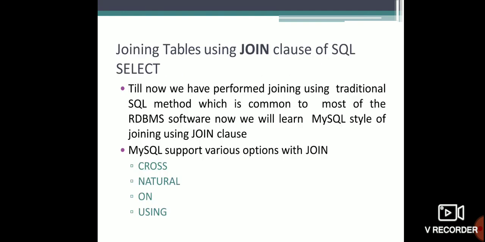Next, joining tables using the join clause of SQL. First one is select. Till now we have performed joining using the traditional SQL method, which is common to most RDBMS software. Now we will learn the MySQL style of joining using the join clause. So MySQL supports various options with join. First ones are cross, natural, on, using.